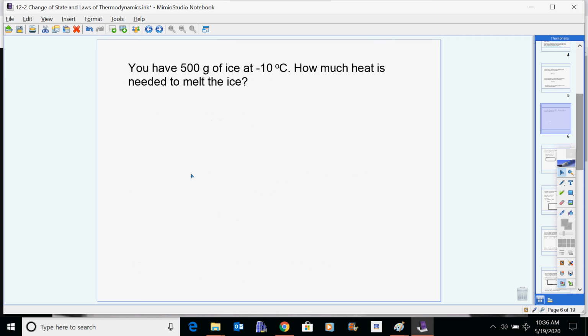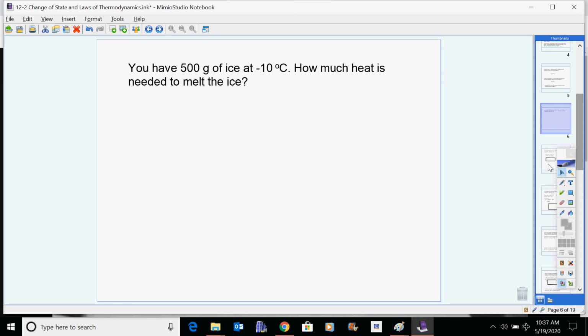Okay, so let's go through a process here. This is going to combine information that you had the last time we had class, and it's going to combine it with our new information about state changes. Okay, so you have 500 grams of ice at negative 10 degrees Celsius, and we want to know how much heat is needed to melt the ice. Well, two things have to happen. First of all, that ice has to heat up to 0 degrees Celsius.